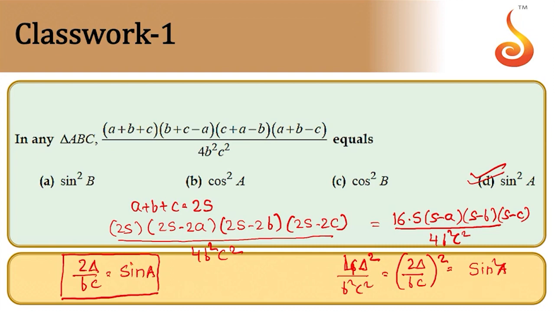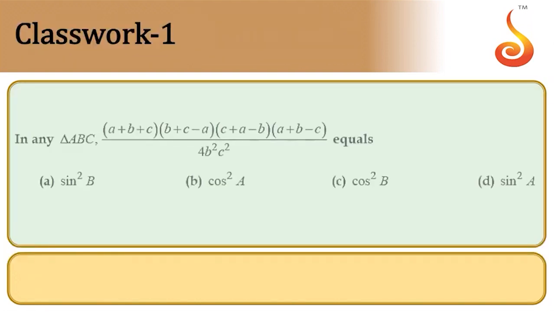I repeat once again. A plus B plus C equal to 2S. So if we replace B plus C, we get 2S minus 2A, 2S minus 2B, 2S minus 2C. Automatically, we get 16 times S into S minus A into S minus B into S minus C. We know the area of a triangle, delta, is under root of S into S minus A into S minus B into S minus C. If you square it, we get the required result. So option D is correct.